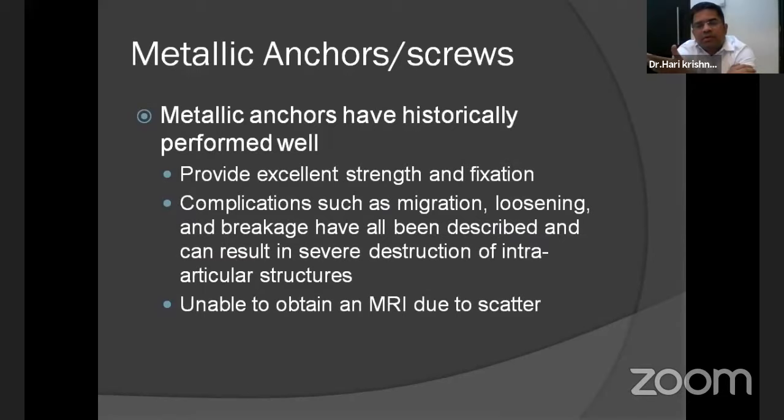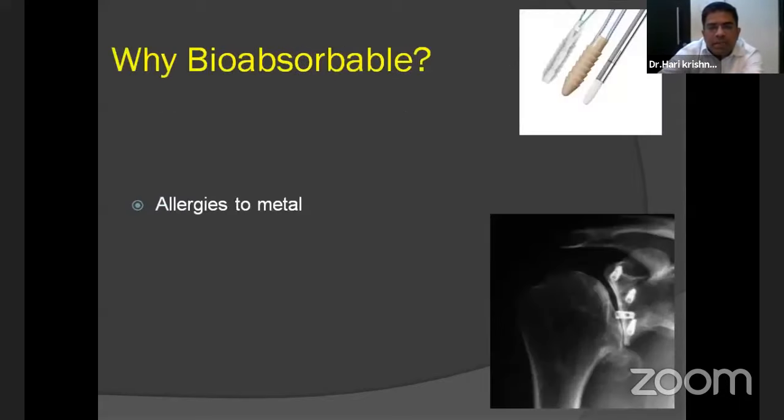The most commonly used are the metal implants, as previously we used metal anchors and metal screws. I prefer metal anchors in revision cases as well as for osteoporotic shoulders, because they have excellent strength and fixation. But they have some complications. If we keep them in the joint, sometimes they dislodge from the shoulder joint, with more chances of irritation compared to bioabsorbable screws. And if you are planning any revisions, these metals will come in as an artifact while you are having an MRI scan.